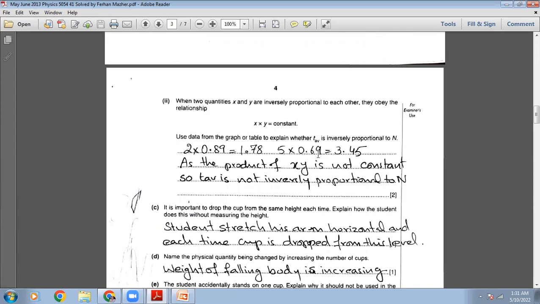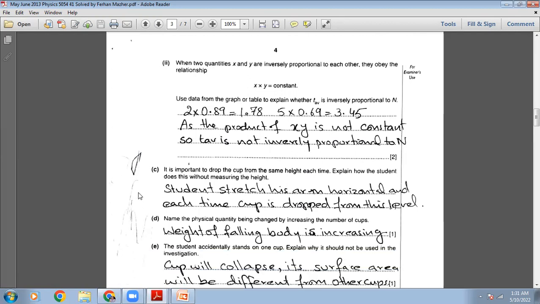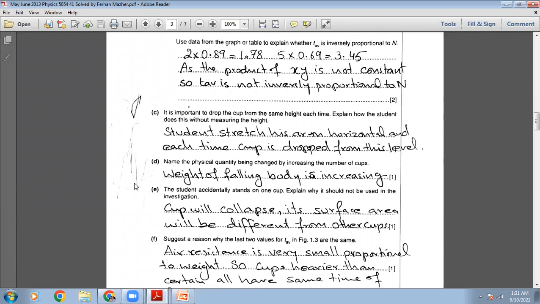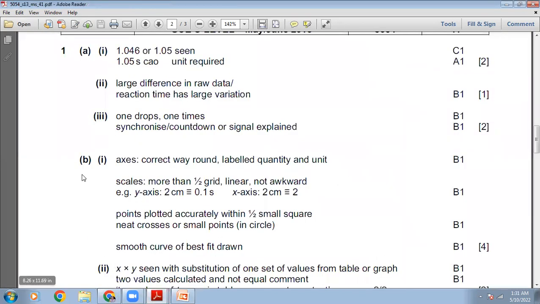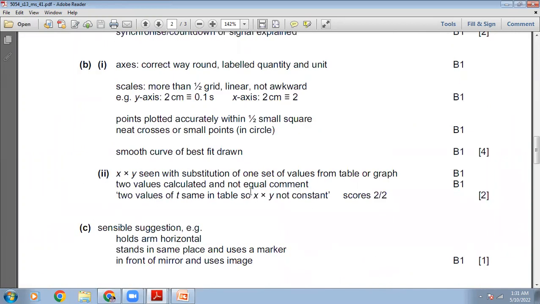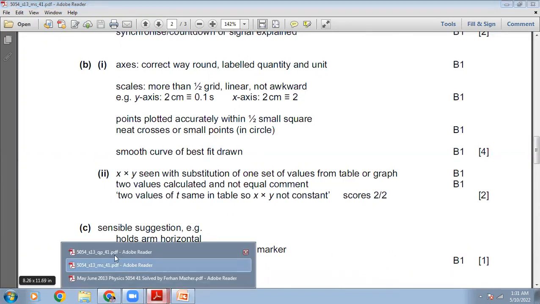If the product remains constant, then you can say that these two quantities are inversely proportional to each other. But here you can see from the table data that their product is not constant. So as the product of xy is not constant, T average is not inversely proportional to n. I hope you understand. Let me show you the marking scheme. You can see the marking scheme says the same thing. Okay, now we are going to the next part.